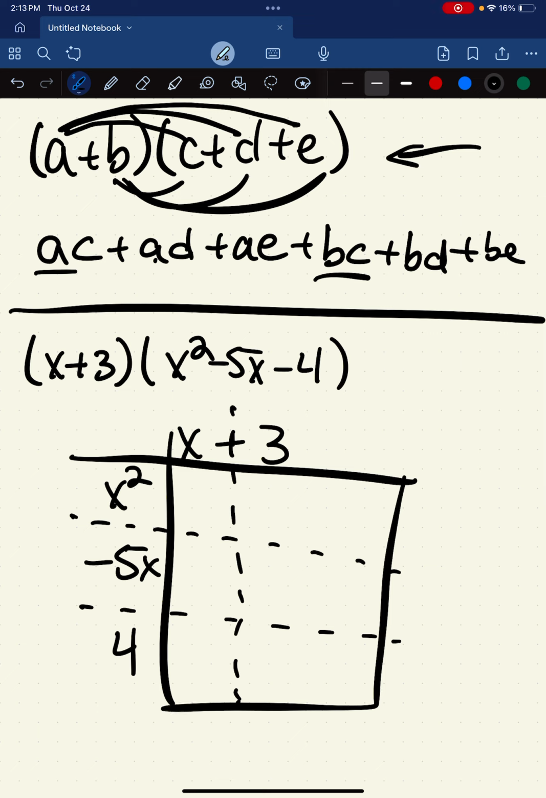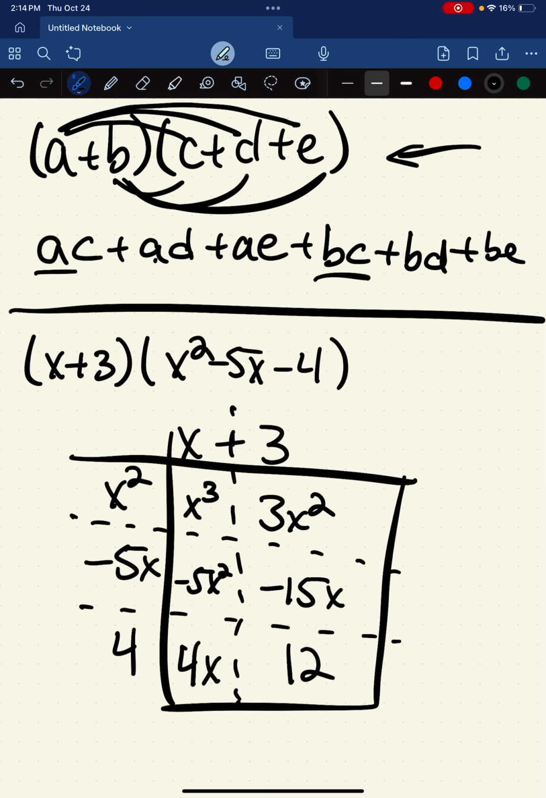I guess that's not so much of a box, but that's fine. X times x squared is x cubed, right? Because x to the 1 times x to the 2 is x to the 1 plus 2, which is x cubed. X squared times 3 is 3x squared. X times negative 5x is negative 5x squared. 3 times negative 5x is negative 15x. We have 4 times x is 4x, and then 3 times 4 is 12.